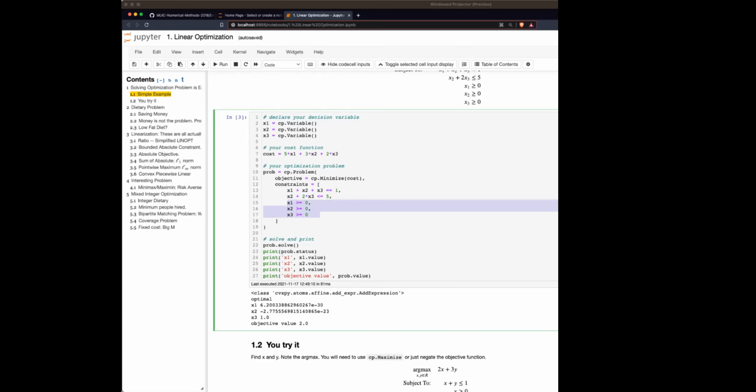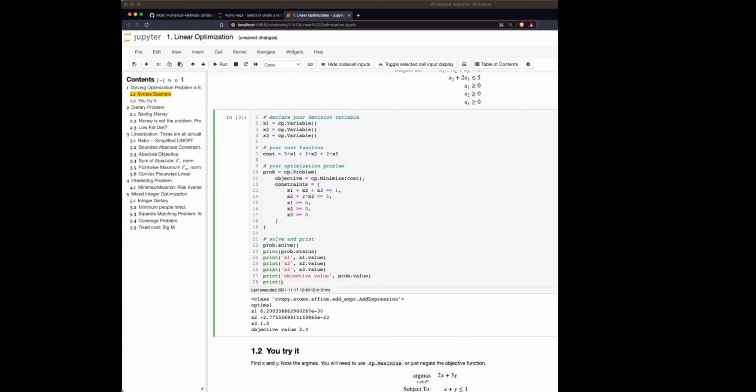Are we good? Is everyone good? So it gives you the optimal objective value. The objective value is the prop dot value here, which returns you the cost. You can actually do cost dot value. You want the cost. Is everyone good? Any questions so far though?